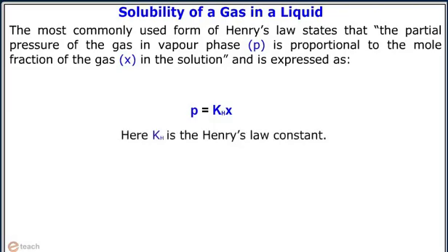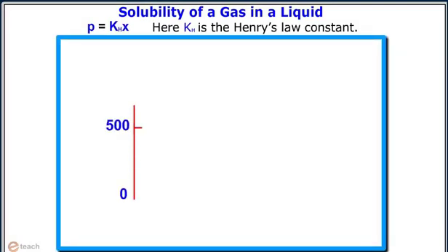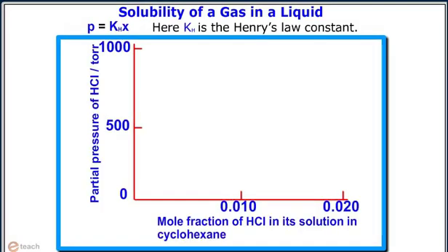Solubility of a gas in a liquid. The most commonly used form of Henry's law states that the partial pressure of the gas in vapor phase P is proportional to the mole fraction of the gas Xi in the solution and is expressed as P equals Kh into Xi. Here Kh is the Henry's law constant.